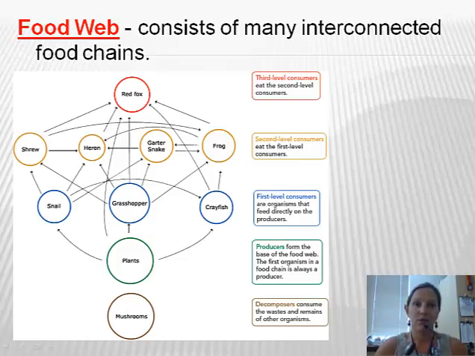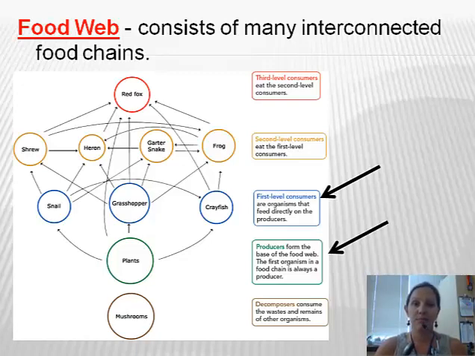First of all, the first player is the producer, and they get their energy from the sun. They're the first organism in the food chain. They produce their own. The organisms that eat the plants, like the snail and the grasshopper and the crayfish, are called first level consumers. They eat only plants, so they're herbivores.